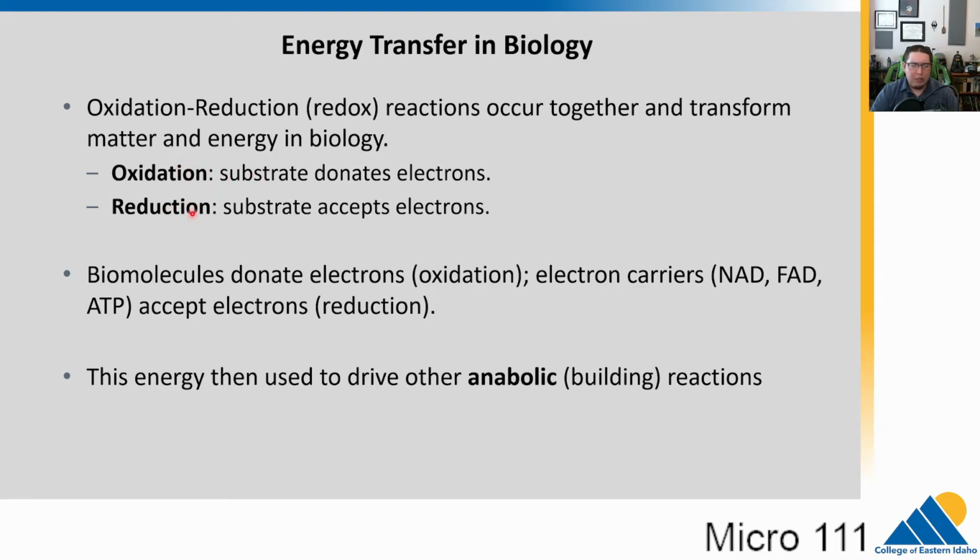I would like you to know what these terms mean because what's happening here is these electrons are energy, and that energy is being transferred from one molecule to another. So in the case of our catabolism here, biomolecules donate electrons for oxidation, and they're going to give them to these electron carriers, NAD, FAD, and ATP, which accept electrons. That's called reduction. So we're breaking down our food and giving the high energy electrons to these intermediates. This energy is then going to be used to build new molecules in anabolism.